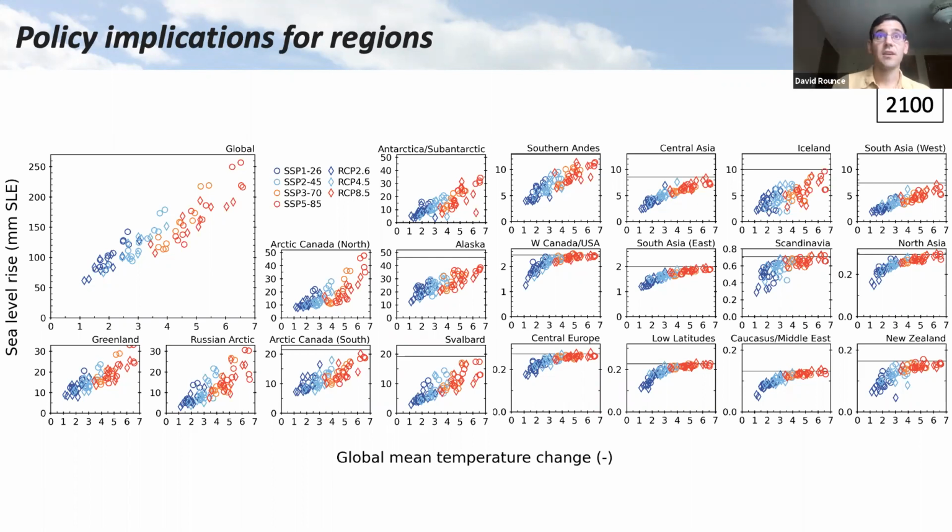The lines that you see here, so for example, with Alaska, Svalbard, Central Europe, et cetera, these are showing what is sort of the maximum contribution from that region to sea level rise. So if complete deglaciation did occur, this is obviously the maximum contribution that could occur. What's really interesting to look at is that in regions like Central Europe, we see that keeping the global mean temperature to below 2 degrees would have a significant impact on the volume remaining. Whereas once you get to 3 degrees and higher, we start to see near complete deglaciation of the region.